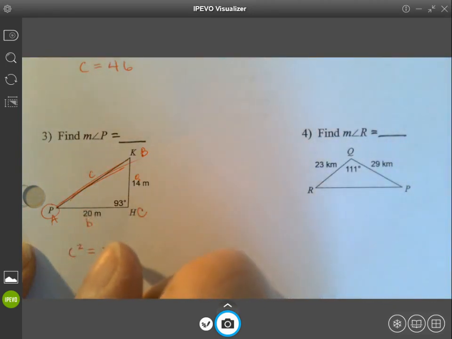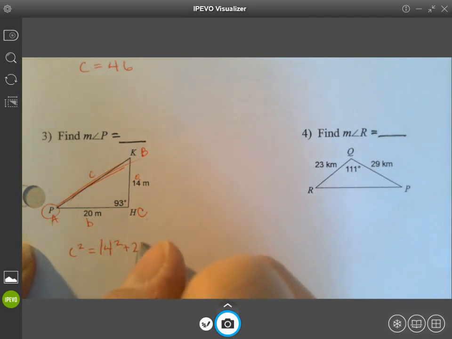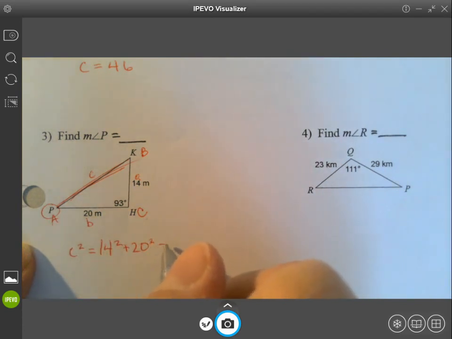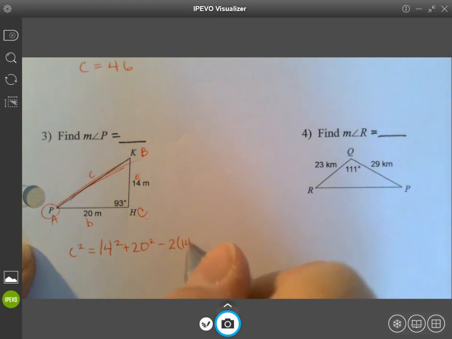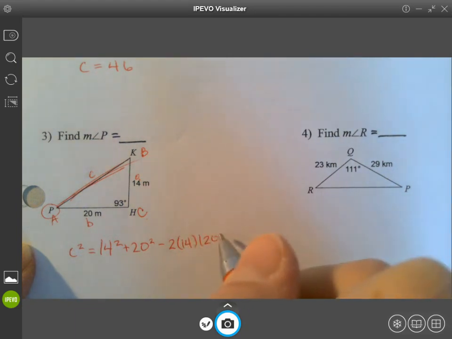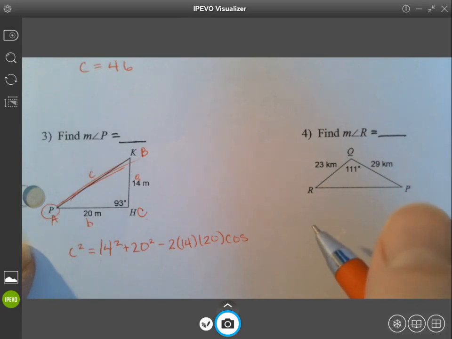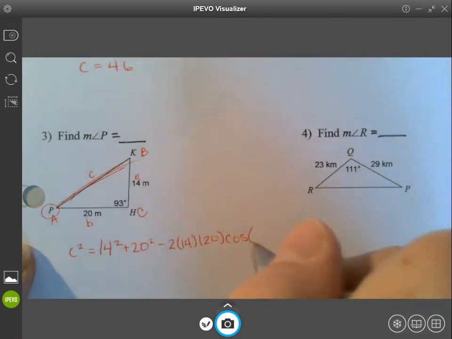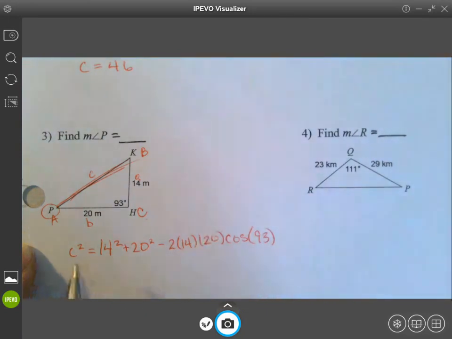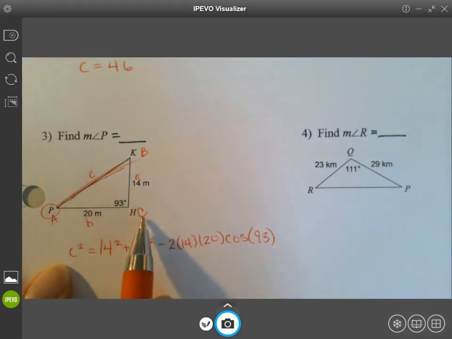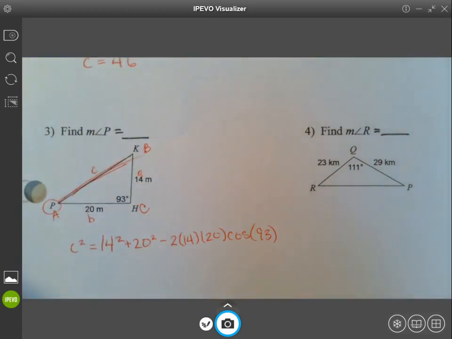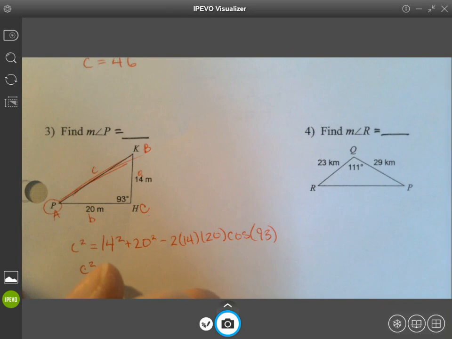It is going to be A squared plus B squared minus 2 times A times B times cosine of what? 93. Not because it's the only angle there, but because it is side C. I need the angle opposite side C. Okay, so find side C. Plug this in the calculator. Tell me what you get.